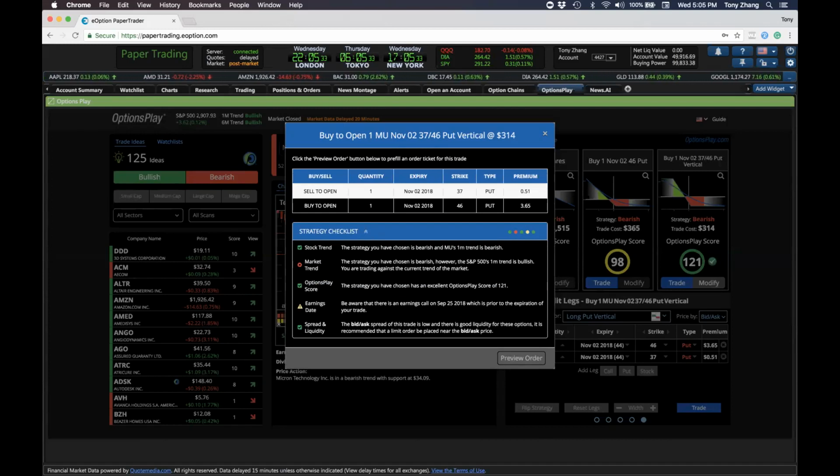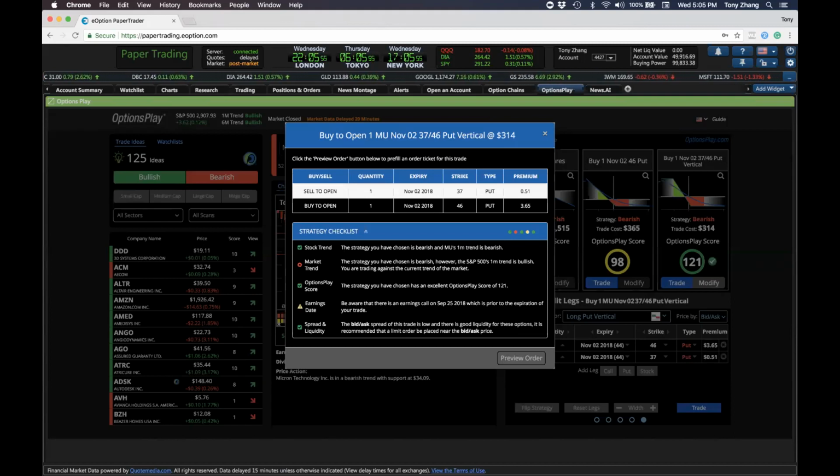I generally would tell beginners to avoid something with a red warning sign that's telling you poor liquidity. For those of you that have more experience trading and are familiar with getting in and out of trades, you may trade something with lower liquidity. I certainly have traded them myself, but it's just something that you generally want to avoid if you're a beginner to options trading.